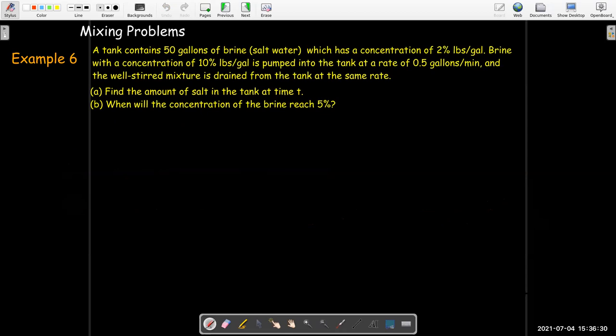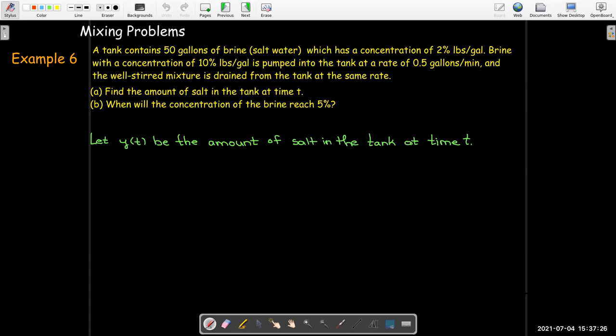Let's look at another mixture problem. Now we have a smaller tank and it holds only 50 gallons of brine. It has a concentration of 2% pounds of salt per gallon of brine. And we're going to add brine with a higher concentration, so 5%, at a rate of half a gallon per minute. And as before, we're going to have a well-stirred mixture. It's going to be drained from the tank at the same rate. So the volume of brine in the tank never changes. It remains constant at 50. So again, we'd like to find a formula for the amount of salt in the tank at time t. And we'd like to know, how long do we have to wait until we have a concentration of 5% of brine in the tank?